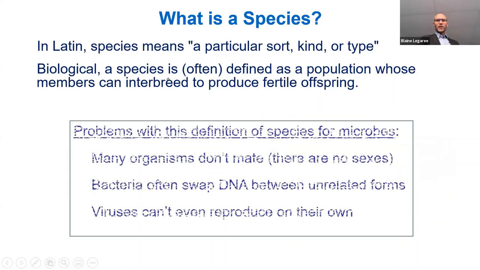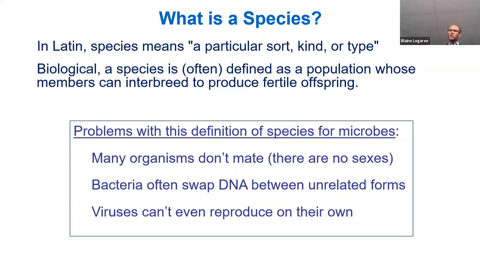So this gets really complicated when you're starting to look at microorganisms. It's not like there's male and female E. coli. Many of them don't mate. They reproduce asexually, and so there's no mating going on at all. And sometimes you'll have different kinds swapping DNA just kind of randomly. So that's kind of like breeding, but it gets really complicated. And then viruses, of course, don't even reproduce on their own.